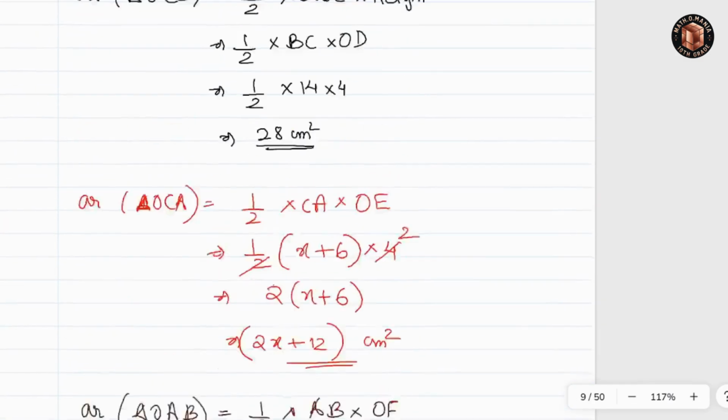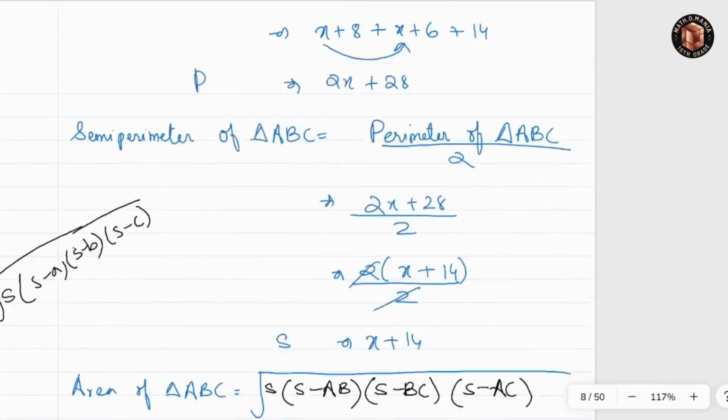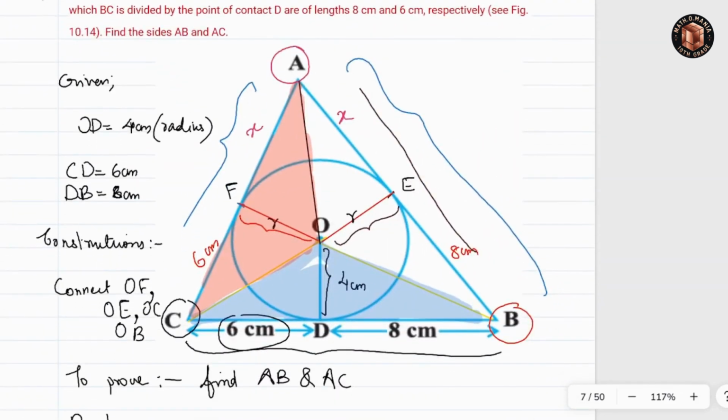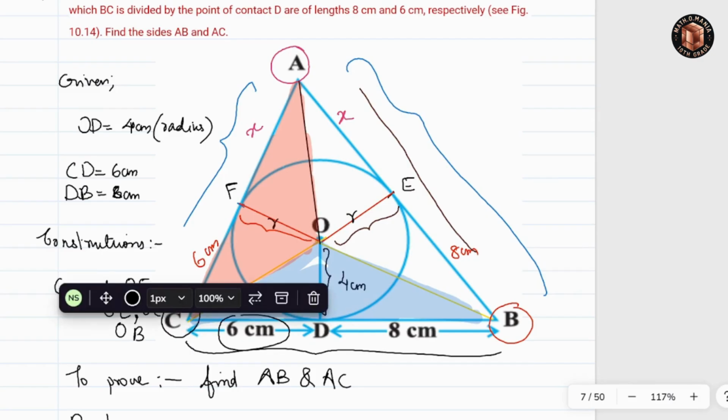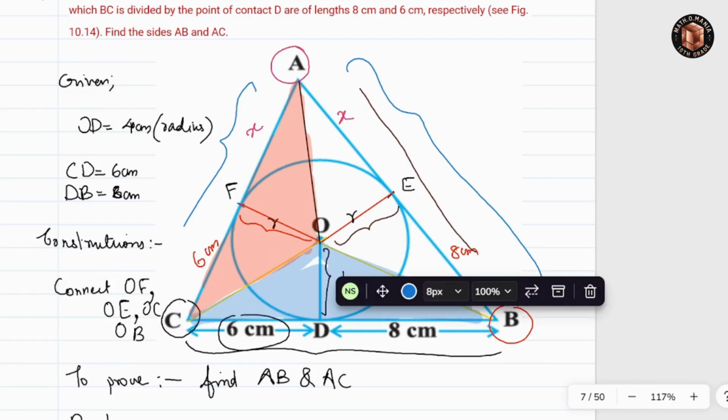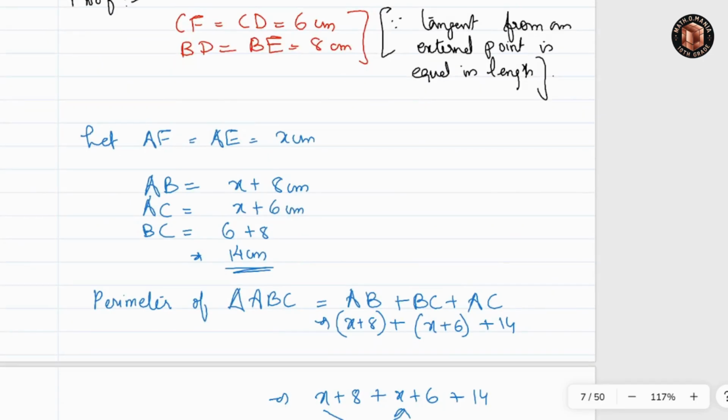Now what we can do? Now we got all these triangles separately, right? The area of the triangle OAC is there, the area of the triangle OBC is there, then the area of the triangle AOB also we found. Now when we add these three triangles together, then we will get the area of the triangle.